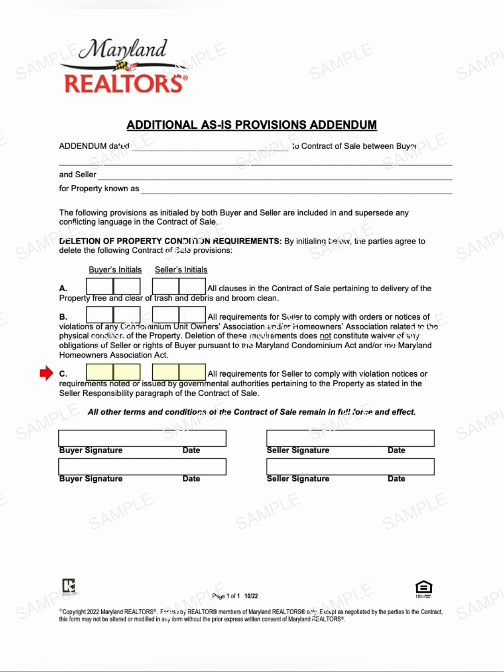C, also as stated in the contract of sale, we have a statement that the seller must comply with any violations, notices, and things like that. If there are government violations or other types of violations, here said, if those are going to be deleted from the contract of sale, then the buyer and the seller will want to initial here if that's the case. As the contract does state, this is the seller's responsibility. If it's not going to be, you'll go ahead and initial here. All other terms and conditions of the contract of sale remain in full force and effect, and the buyers and the sellers will sign and date here.